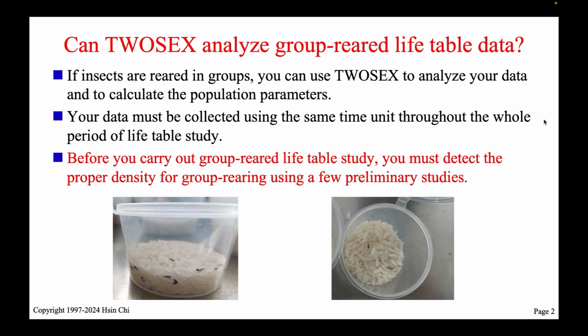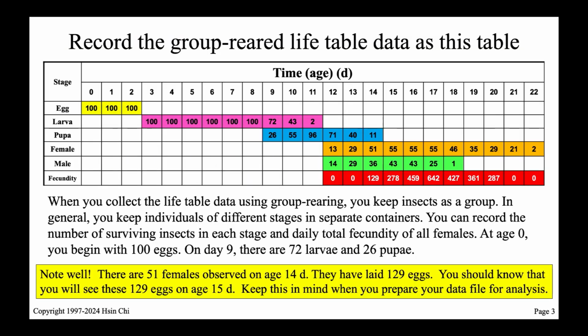Before you carry out group read live table study, you must detect the proper density for group reading using a few preliminary studies. Record the group read live table data as this table. When you collect the live table data using group reading, you keep insects as a group. In general, you keep individuals of different stages in separate containers. You can record the number of surviving insects in each stage and daily total fecundity of all females.